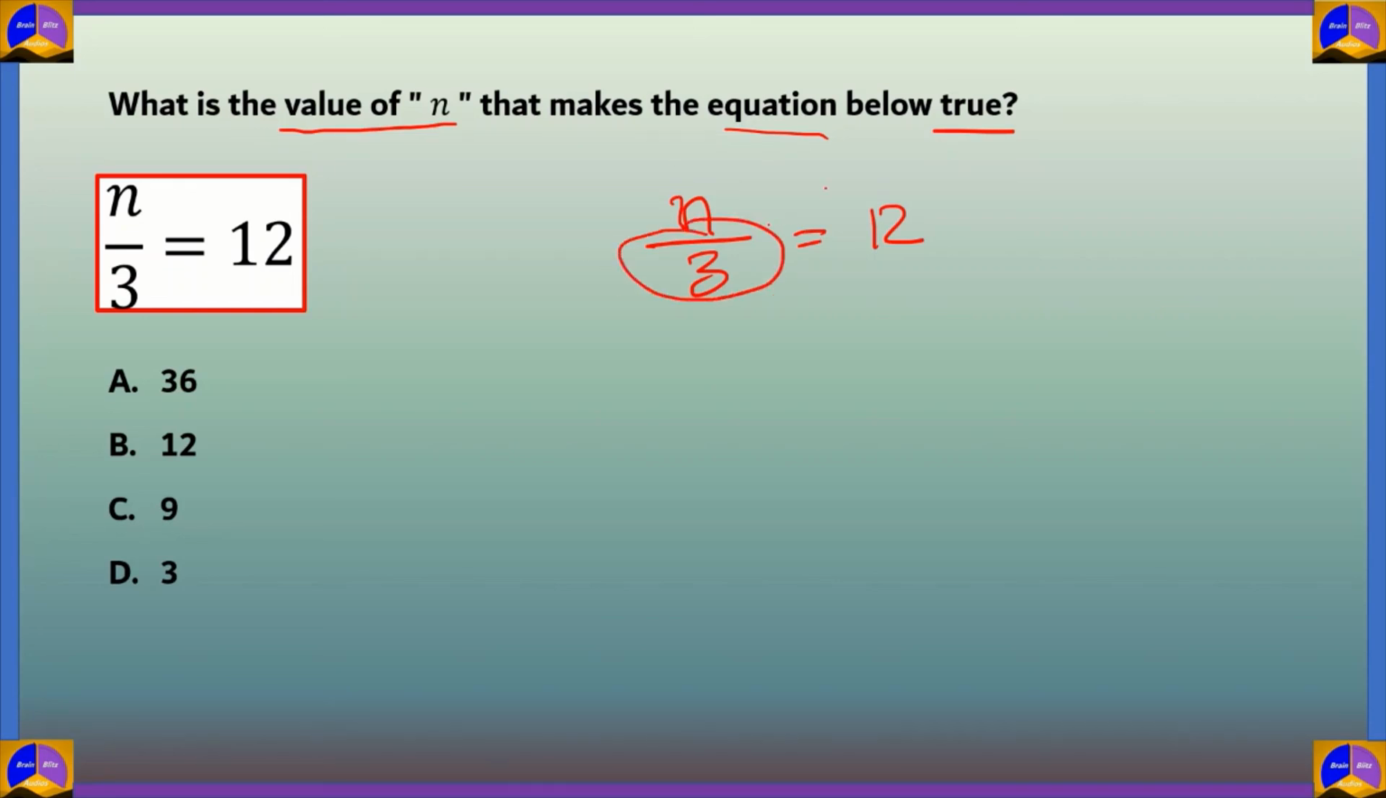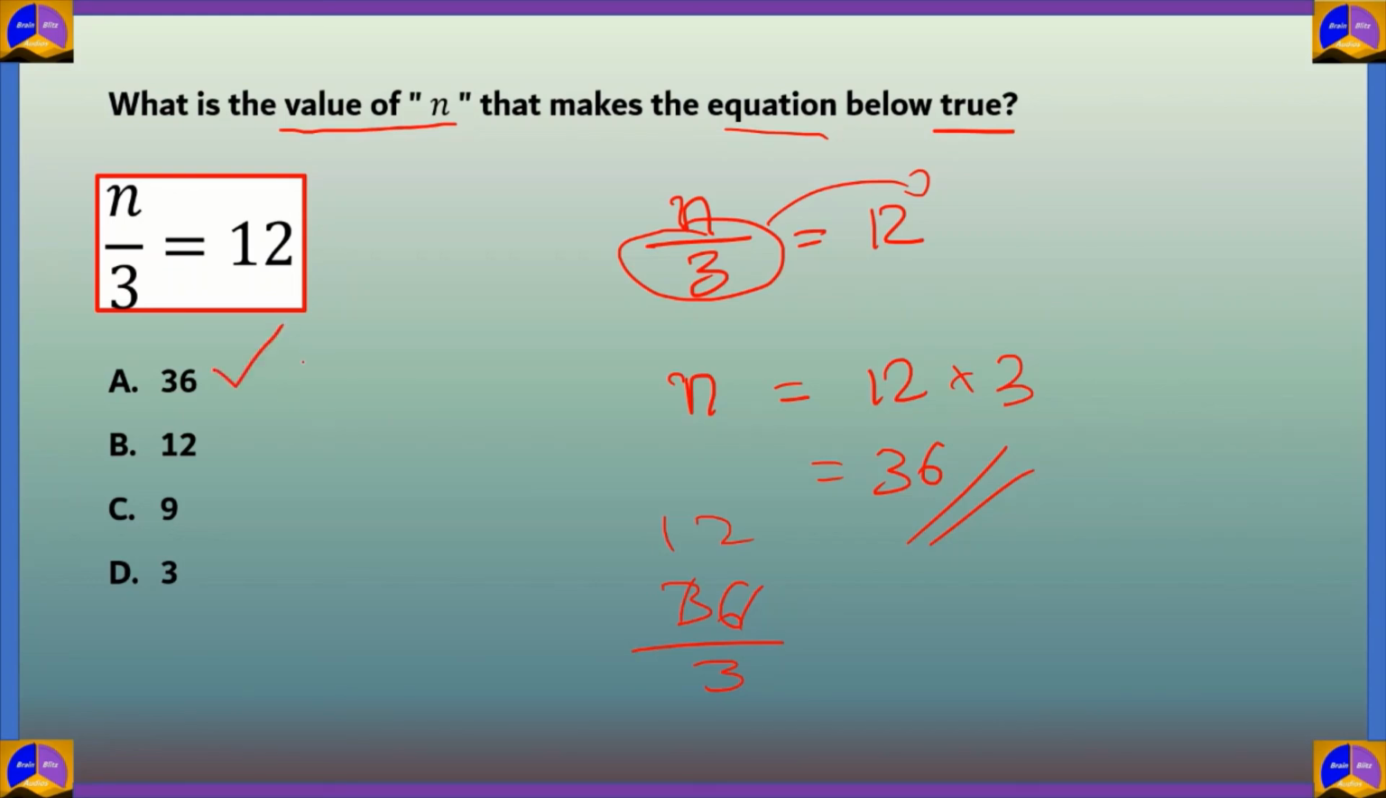We take divided by 3 to the other side. We get n equals 12. Now the opposite of divided by 3 is multiplied by 3. So n will be equal to 12 times 3, which is 36. Now to prove it, we can go 36 divided by 3. 3 ones are 3 and 3 twos are 6. We get 12 as the answer. So the correct option is option A, 36.